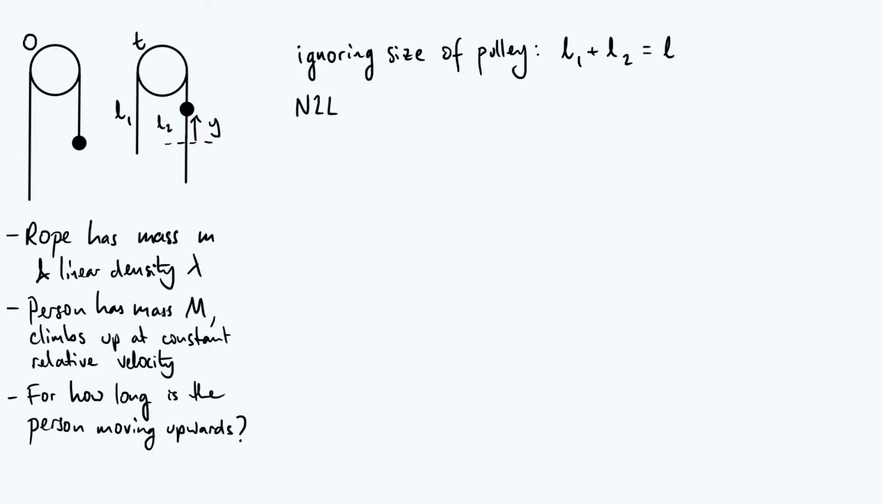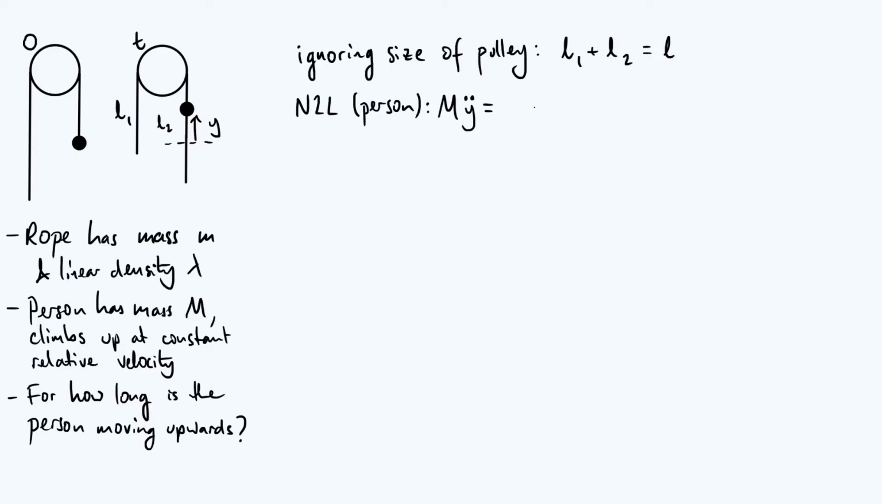So let's apply Newton's second law to the person who's clinging onto the end of the rope to start with. Newton's second law says resultant force is mass times acceleration. The mass of the person is this capital M. Their acceleration is the second time derivative of y.